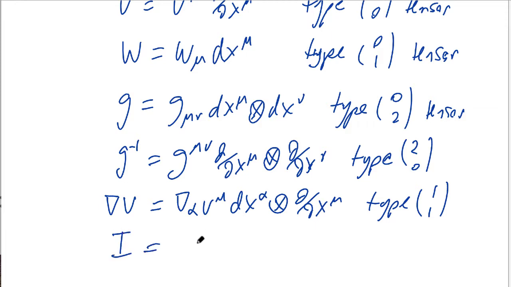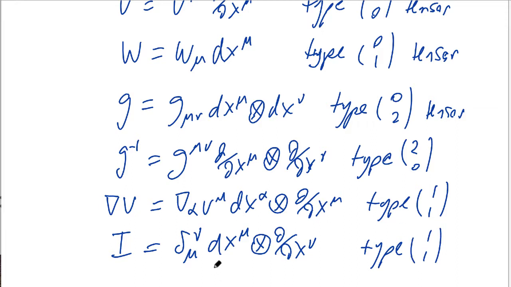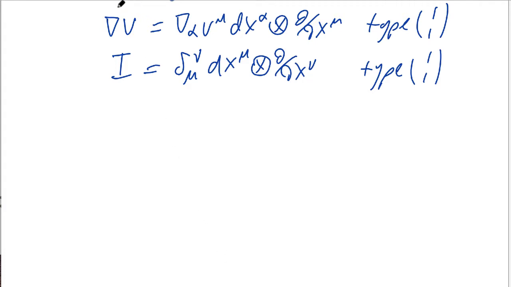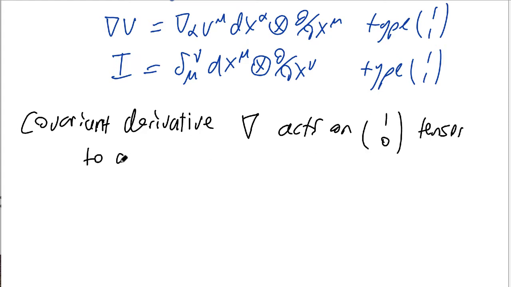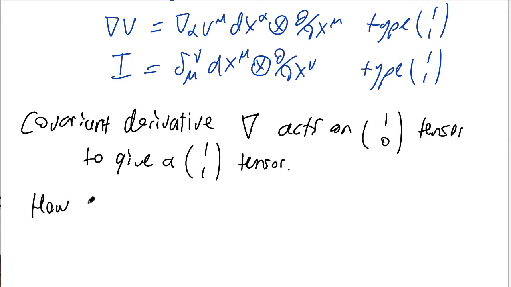Another tensor that we've seen is the identity tensor. It's just the tensor whose components are the Kronecker deltas. So this is δ^μ_ν dx^ν outer product ∂/∂x^μ. This is also a type (1, 1) tensor. I'll introduce more tensors in later lectures, but for now I want to focus on this covariant derivative. So this ∇ operator acts on vectors to give a type (1, 1) tensor. So it acts on a (1, 0) tensor, that's a vector, to give a (1, 1) tensor. The question is, how does this operator, ∇, act on other tensors?